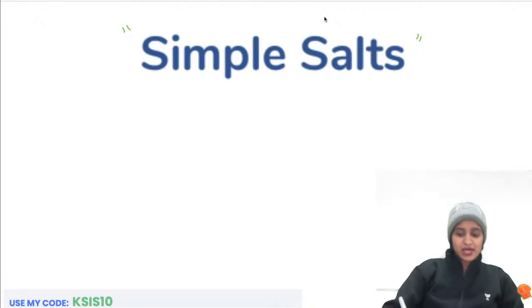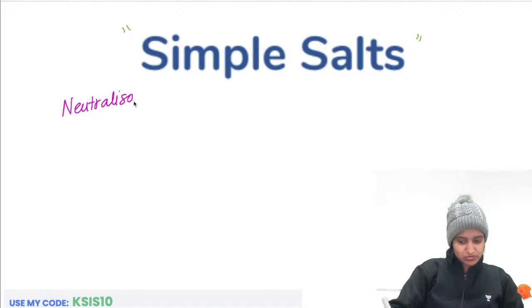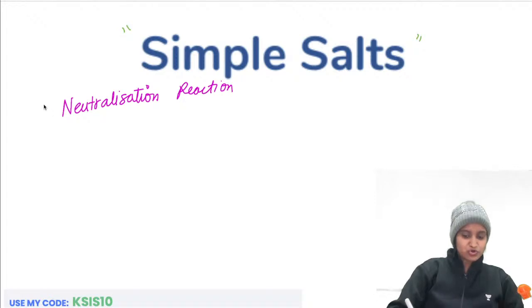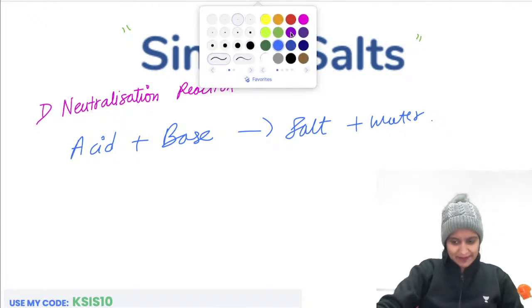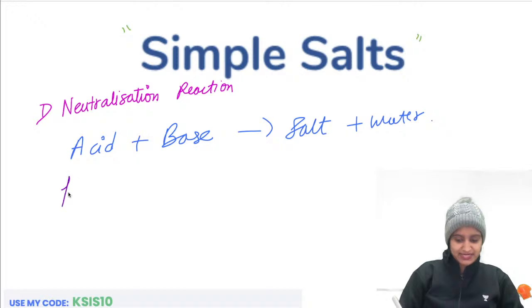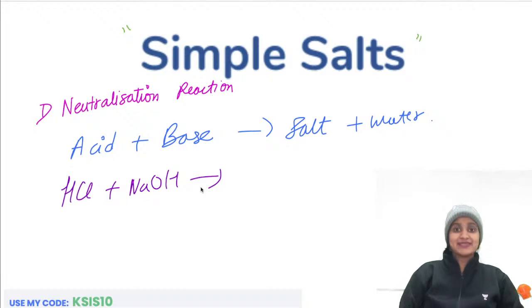So if I tell you about your basic neutralization reaction, so what do you do in this? You have an acid, right? You have an acid, you add a base, and it gives you salt plus water. This is your simple neutralization reaction, right, guys? Now let's take an example clearly. If we take acid as HCl and base as NaOH, then it will simply give you NaCl plus H2O.